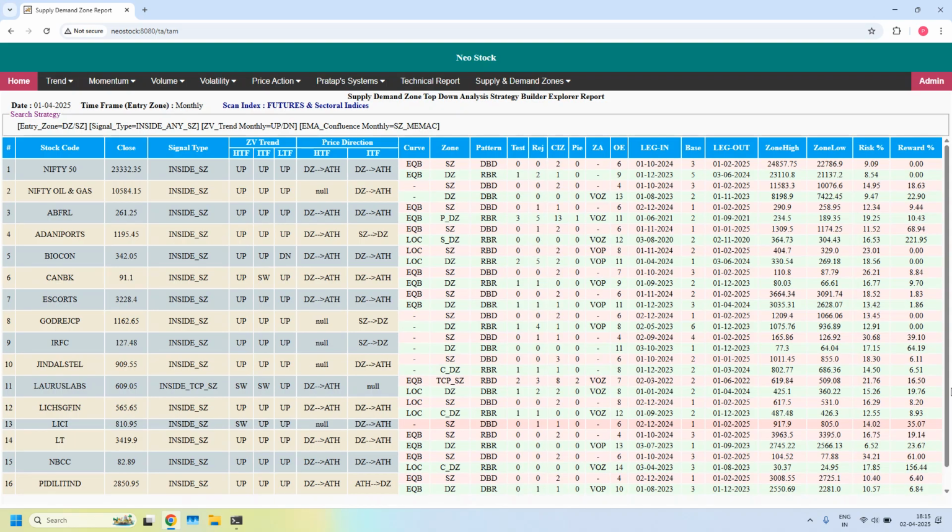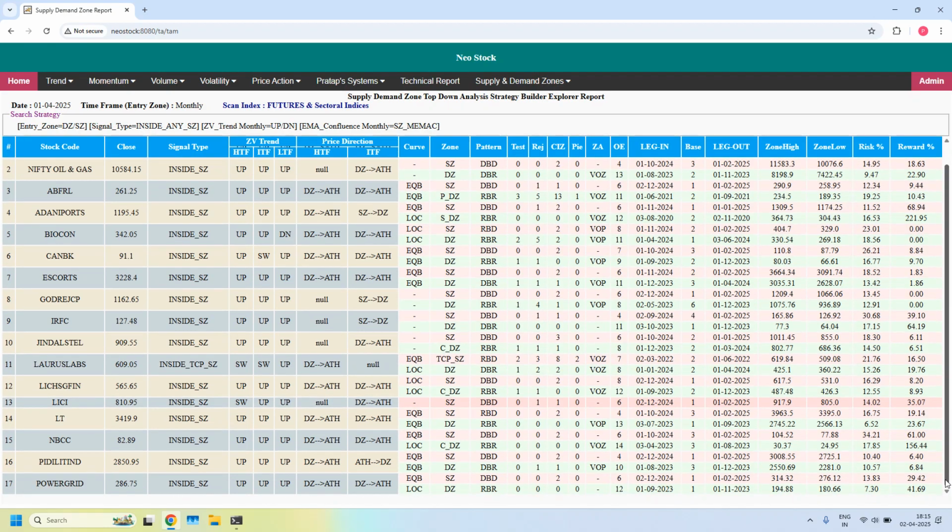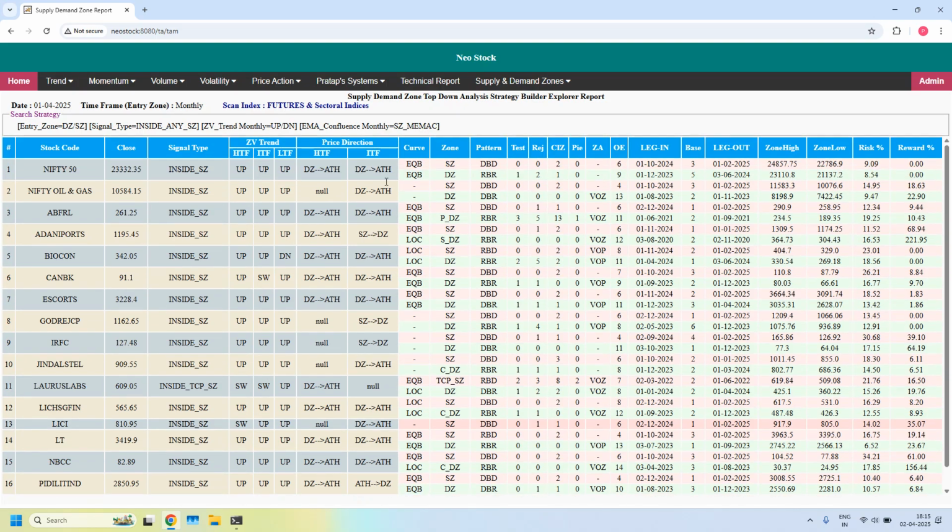So first 16 stocks in the list. Scrolling the list down, total 17 stocks. All monthly supply zones having monthly EMA Confluence. And also current price closed inside those monthly supply zones.